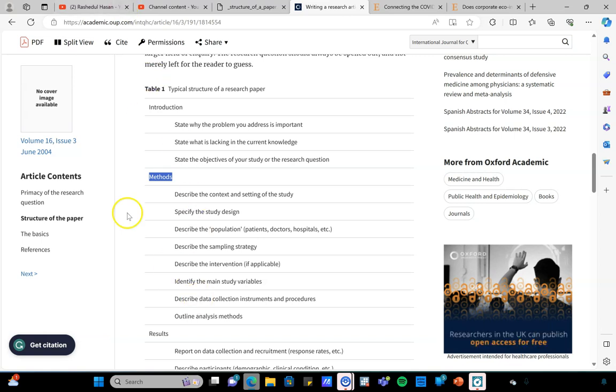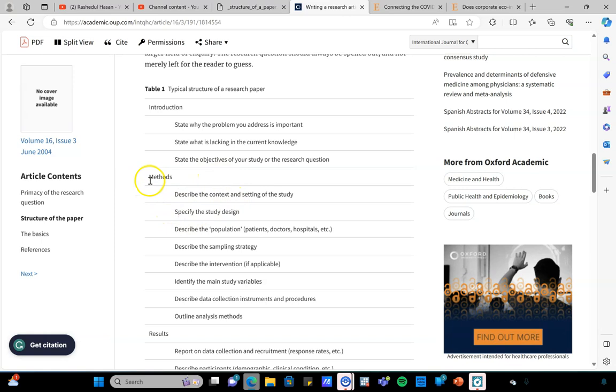So make sure whatever you have done, it doesn't matter whether this is a survey-based research or a secondary database research. If it is a quantitative database research, the method section is very important. If you are doing a qualitative study, it may not be that critical, and I will show you some examples of what I'm trying to say.